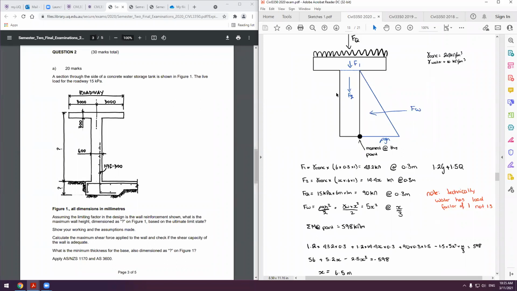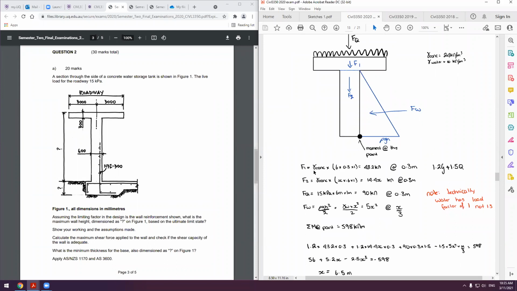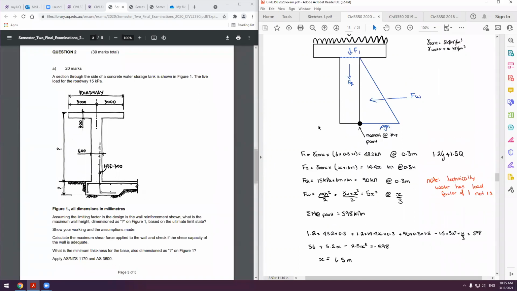So just calculate essentially your forces. So we have force 1, force 2, FQ, and FW. Always just assume gamma of concrete is 24 kilonewton per meter cubed, and gamma of water is 10. Simplifies things, you don't want to be dealing with annoying decimal points in the exam.